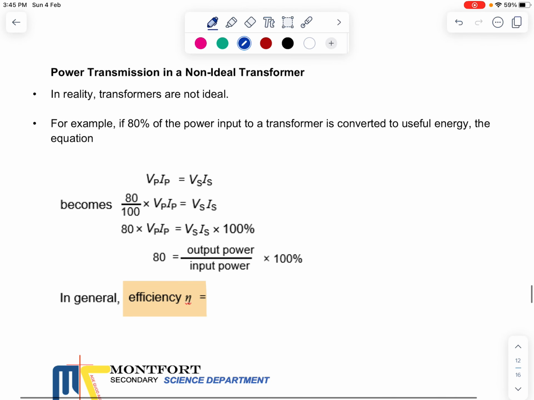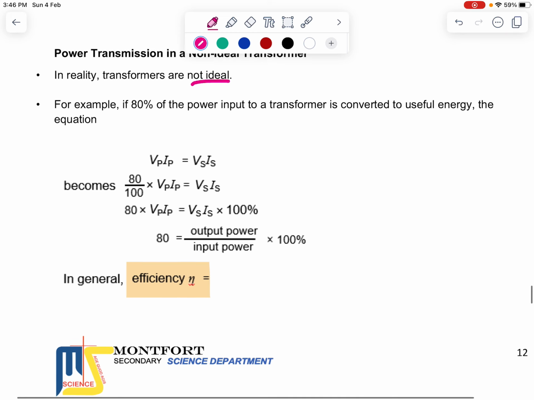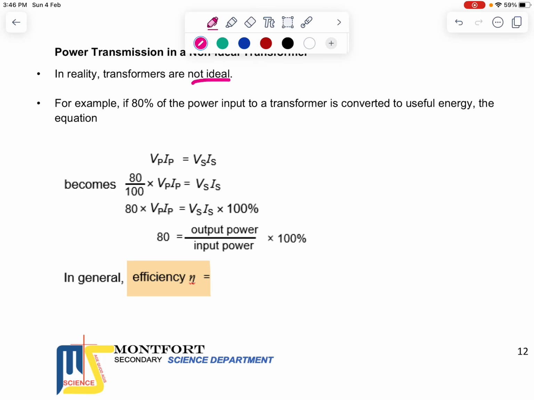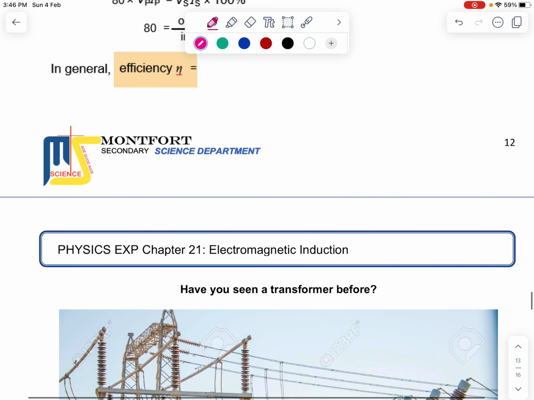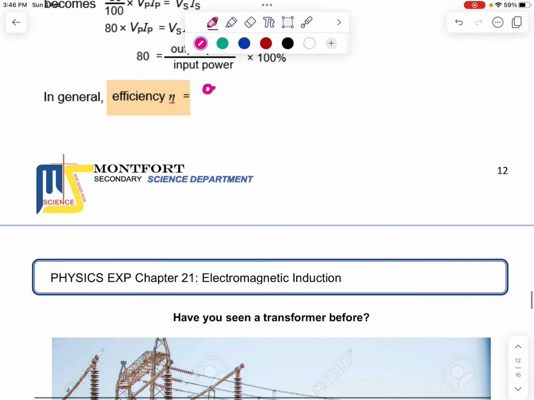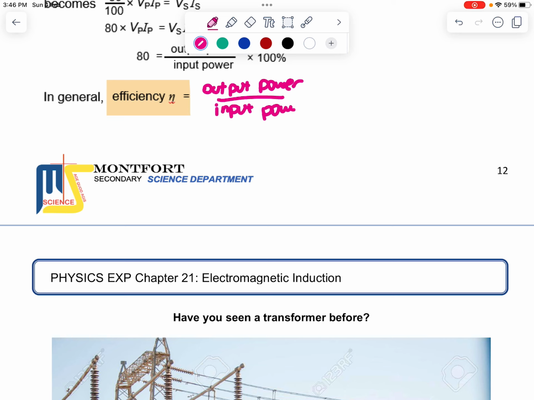Let's look at the power transmission of a non-ideal transformer. In reality, transformers are definitely not ideal because there will be power loss. So how do we calculate the efficiency? We will use this formula: output power over input power times 100%. And that's efficiency.